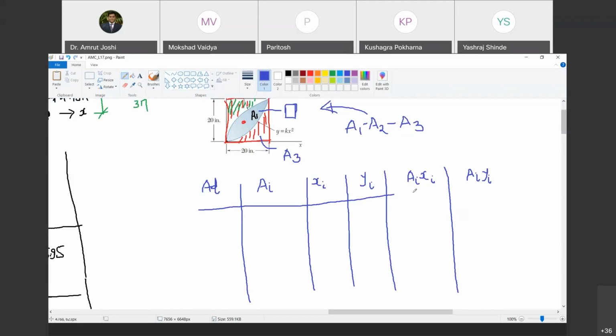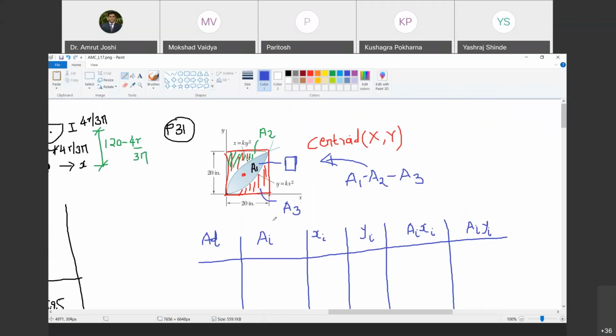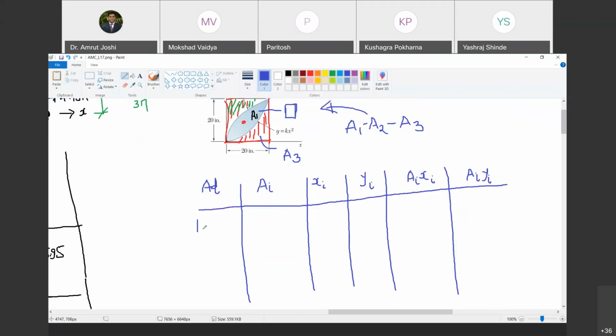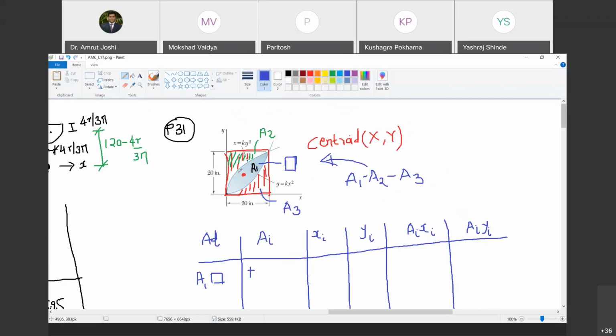Chalo. So what is the first diagram? First we are going to take the rectangle, that is A1, which is additive. Therefore it is plus. And what is the area? 20 into 20. This is in inch square, these are in inches, and this is in inch cube. So tell me, 20 into 20, 400. Happy?